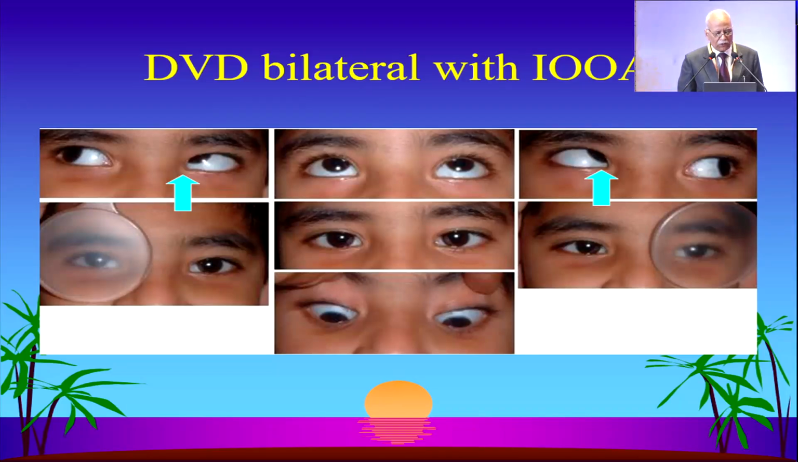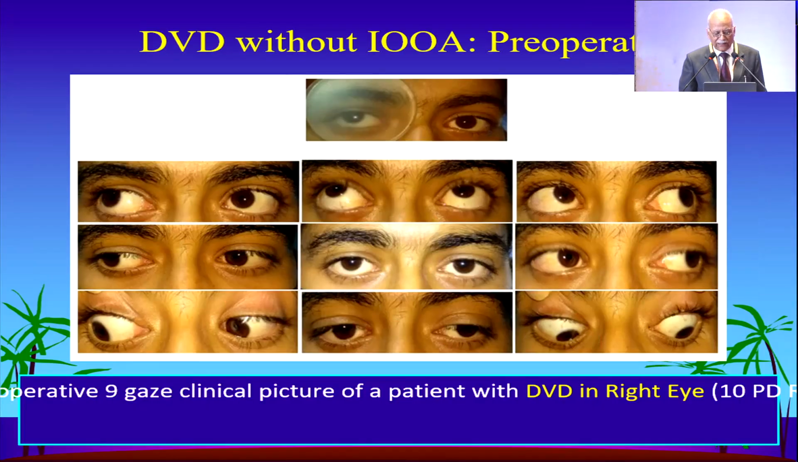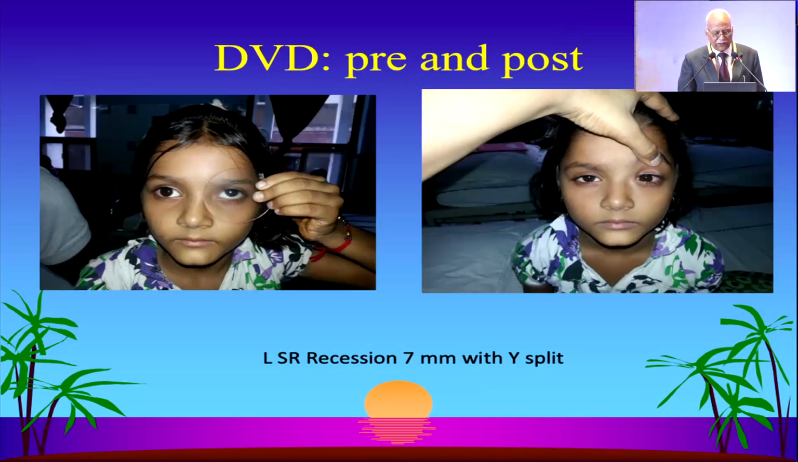If you have an inferior oblique overaction, you do an anteropositioning of the inferior oblique. But if there is no inferior oblique overaction, we may do either a superior rectus recession or an inferior rectus plication.